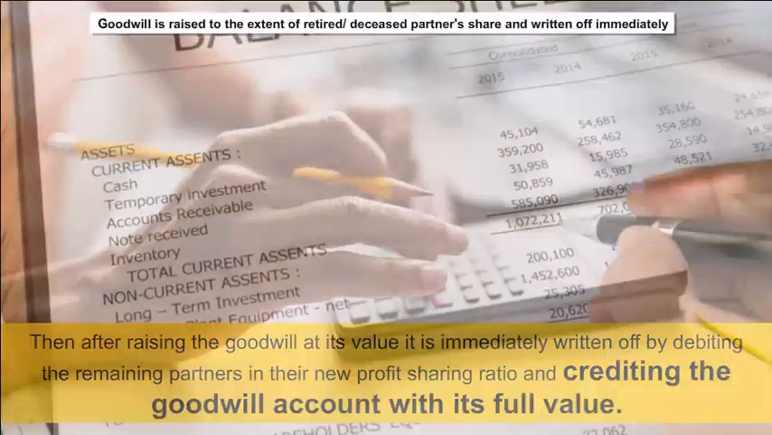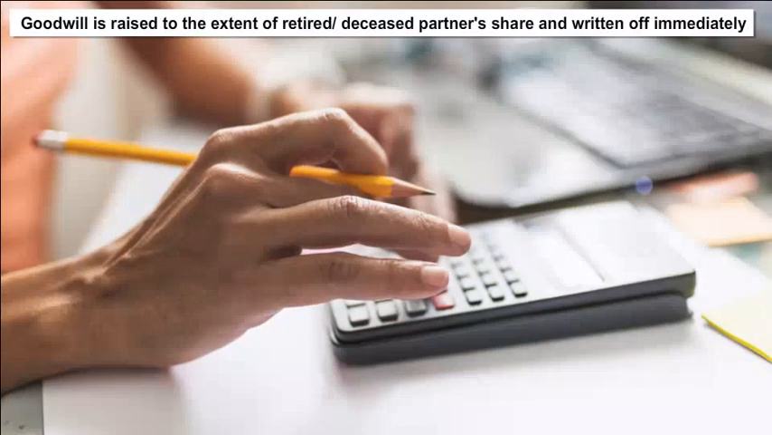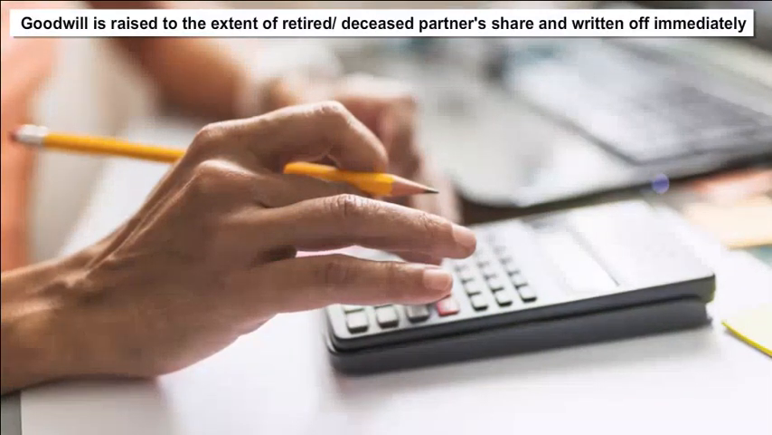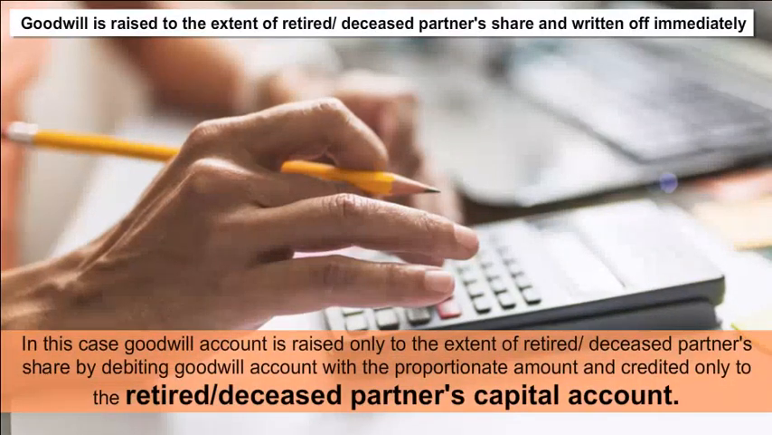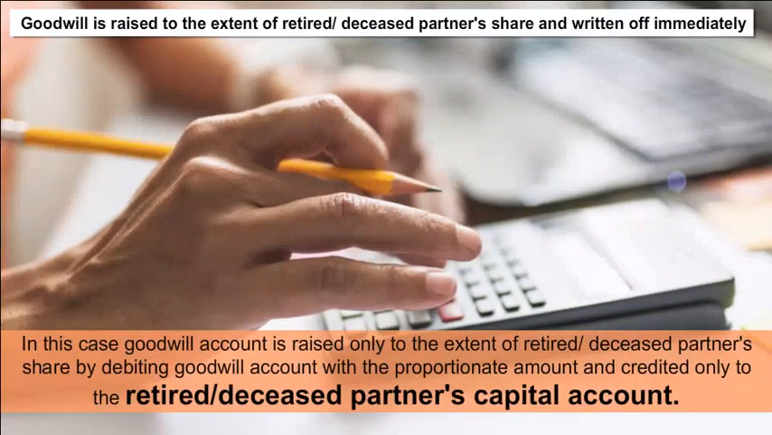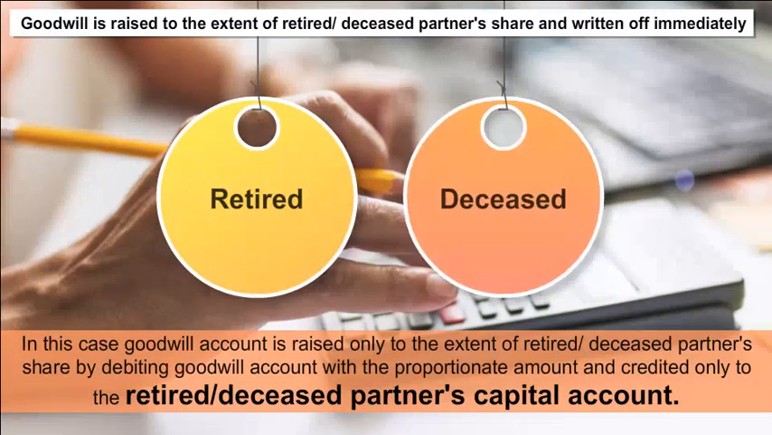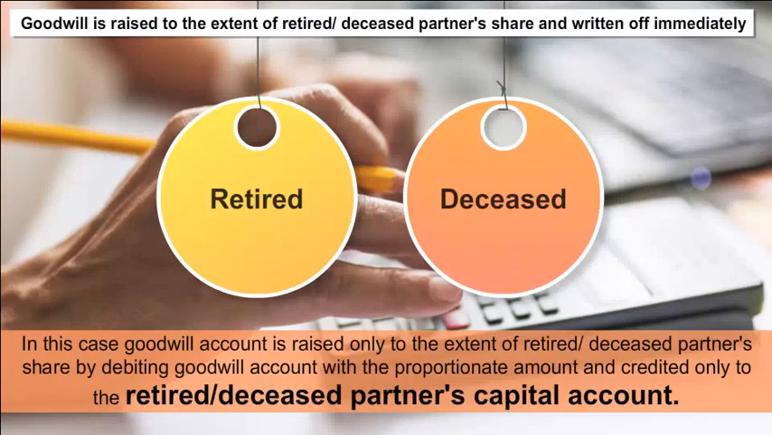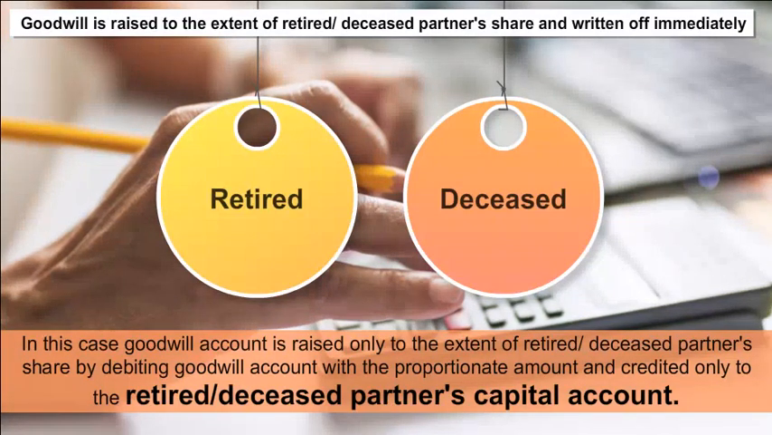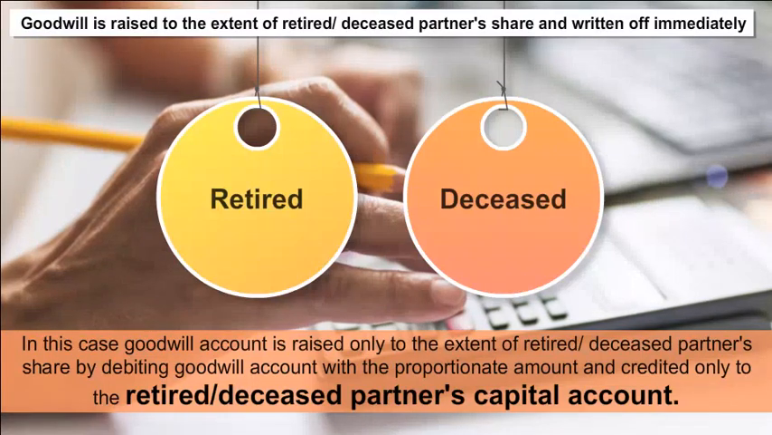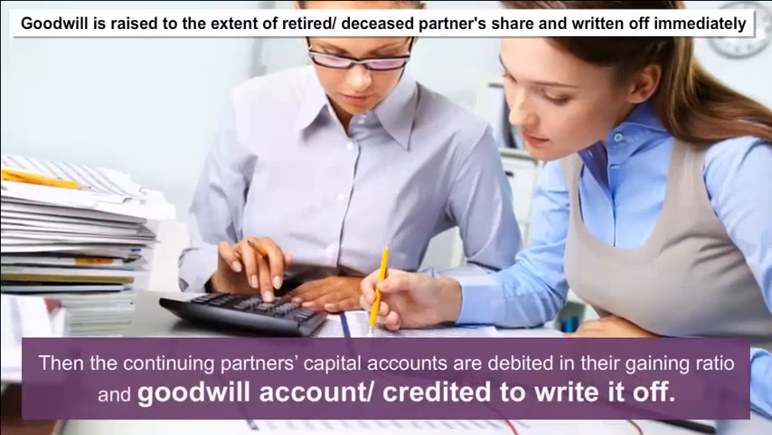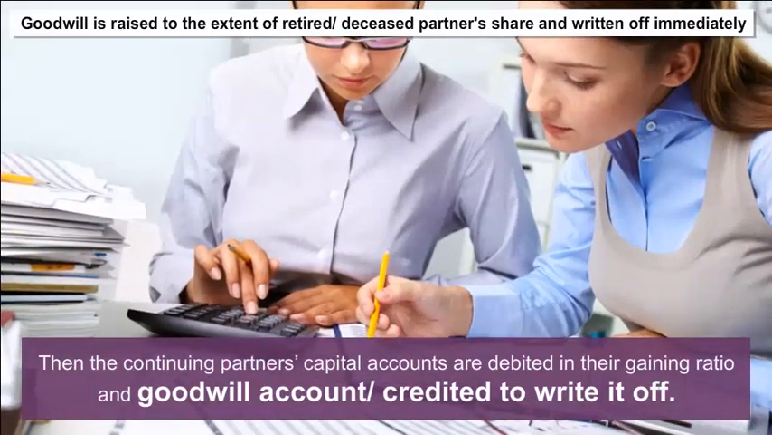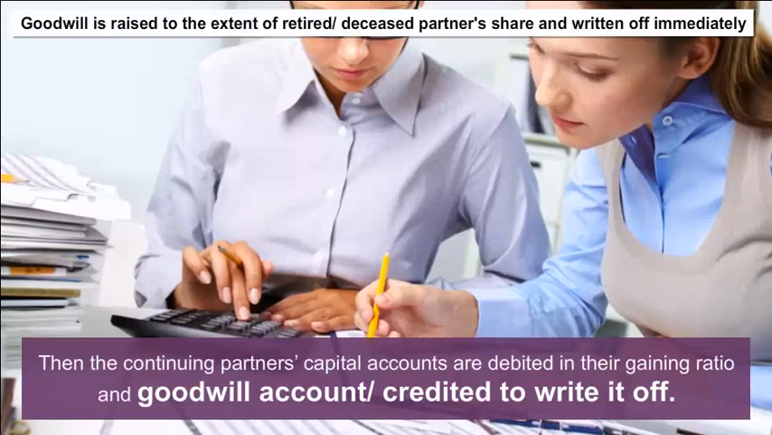C. Goodwill is raised to the extent of the retired or deceased partner's share and written off immediately. In this case, the goodwill account is raised only to the extent of the retired or deceased partner's share by debiting the goodwill account with the proportionate amount and crediting only the retired or deceased partner's capital account. Then, the continuing partners' capital accounts are debited in their gaining ratio and the goodwill account is credited to write it off.